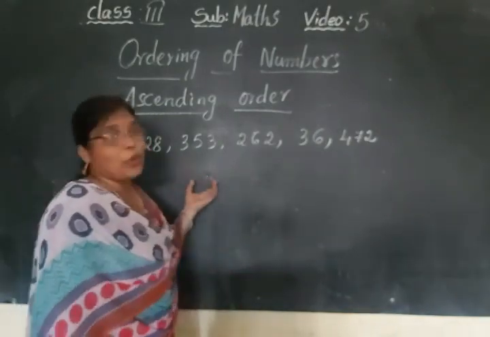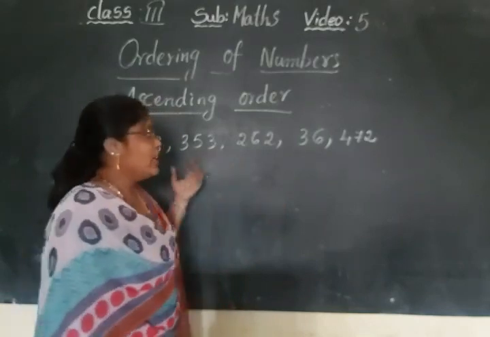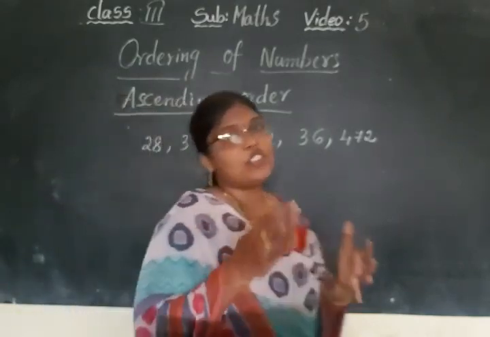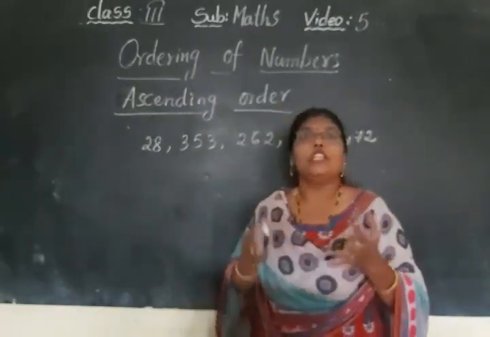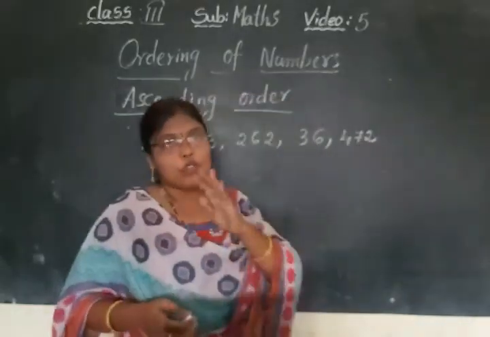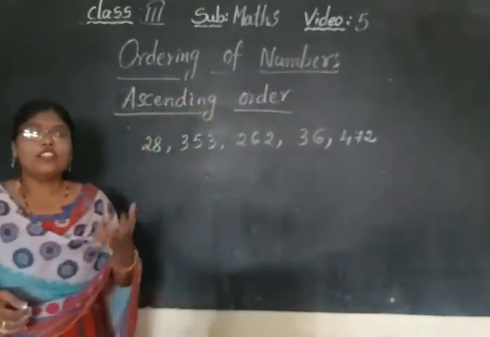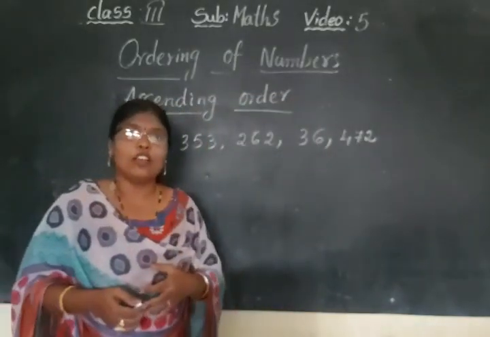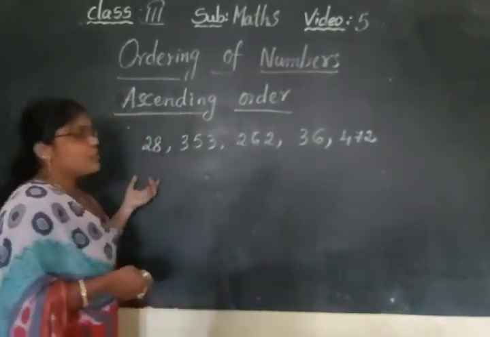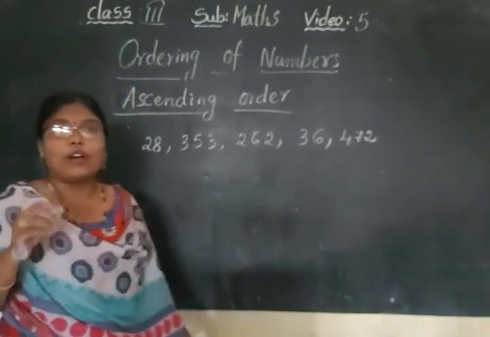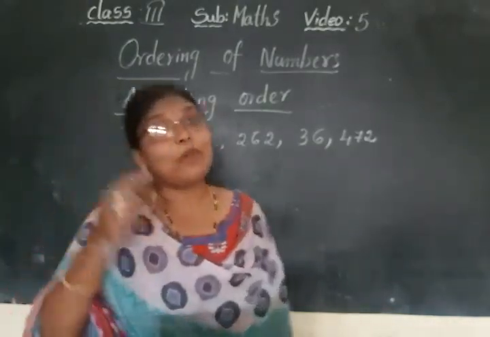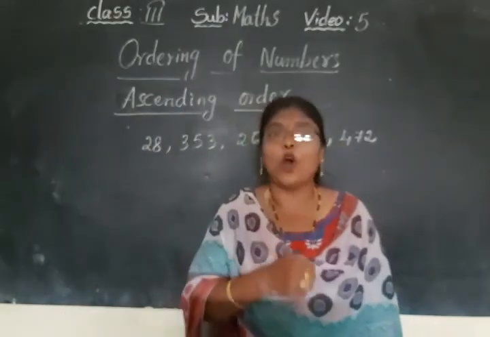It looks quite difficult, right? Here there are 5 different numbers, and to arrange them in ascending order, we need to do many comparisons. But children, you just don't worry. To arrange the numbers in ascending order, we need to follow some rules. So what is the first? You have to count the number of digits. The number with fewer digits is smaller.